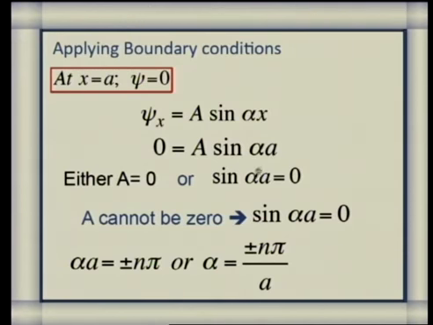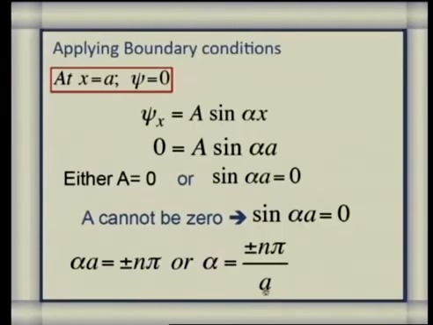So by this I get alpha equal to plus or minus n pi by a. That is the information I get, because I have substituted something over there, alpha square equal to 8 pi square, and so on and so forth. By forcing my wave function to comply with the second boundary condition, I find that alpha a should be equal to plus or minus n pi, or we can say alpha equal to n pi by a.